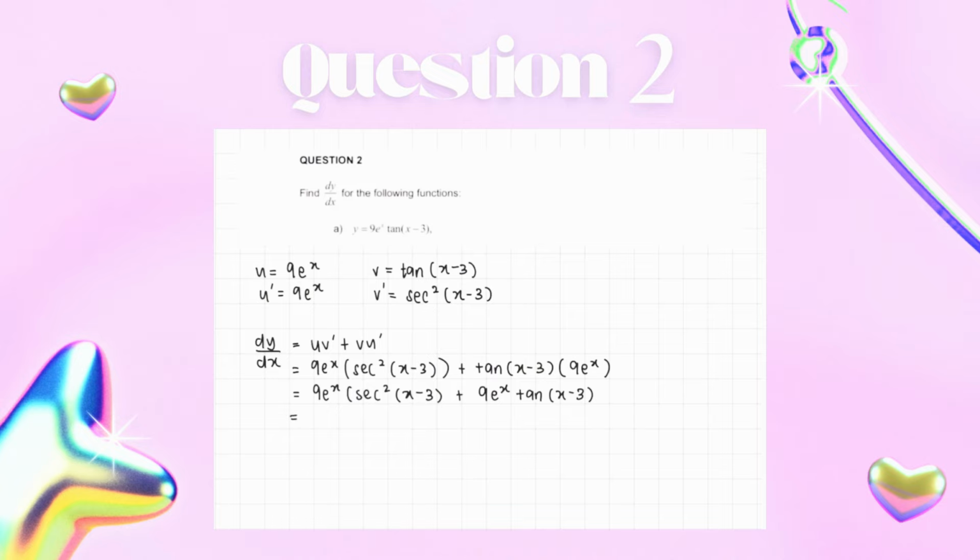So the last answer for this is 9e^x [sec^2(x minus 3) plus tan(x minus 3)]. This is my final answer.